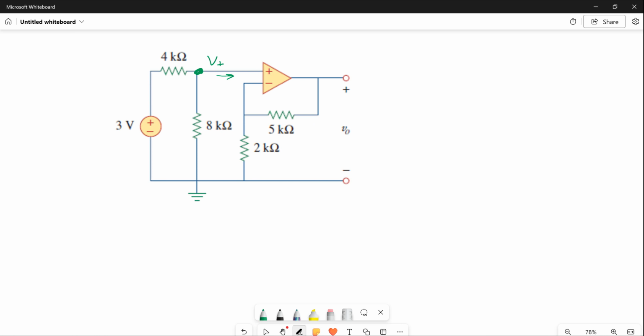So V plus is simply equal to the total voltage, which is 3, times the 8K divided by the 4K plus the 8K. Since you know all that, you can simply make the calculation. And that gives you the voltage at the plus input, and that's equal to 2 volts. Now that's the voltage here. That's the voltage at this point. That is the 2 volts.